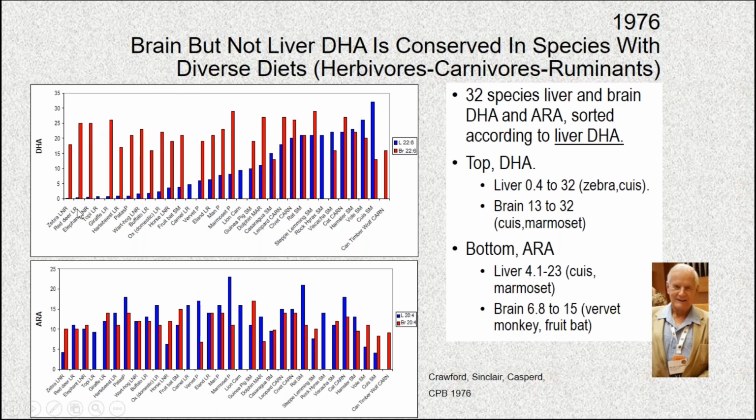The zebra has a very small brain. Same for the deer. Not so much for the elephant, but that's another story. With arachidonic acid, liver and brain arachidonic acid show no such pattern. And so this really was one of the first pieces of data that told us that the rich level of DHA in the brain may well be very special.